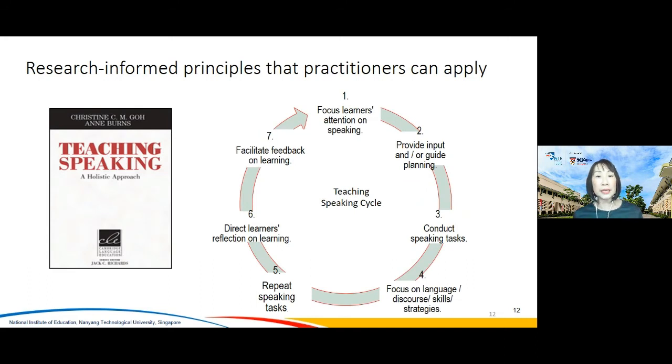And this is another example where I used the research, not just my own research, but the research of other researchers, and aggregated that, teased them out, found what was most suitable, and repackaged it in what I call the teaching speaking cycle, for curriculum developers to develop a speaking program and for teachers to refer to.